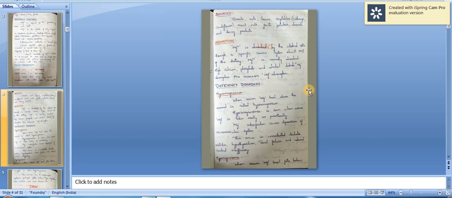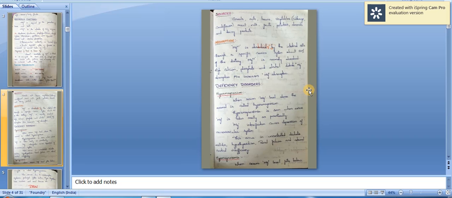Magnesium intoxication causes depression of the neuromuscular system. This occurs in uncontrolled diabetes mellitus, hypothyroidism, renal failure, and adrenal cortical insufficiency.